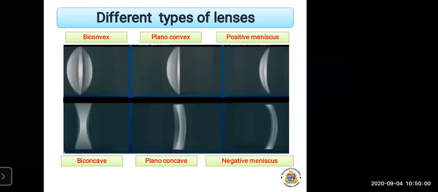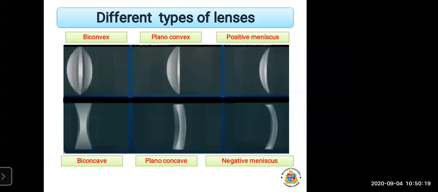Now the lenses have different types. These are the different types of lenses, that is, the biconvex lens. Biconvex means two convex lenses are embedded. Bi means two.